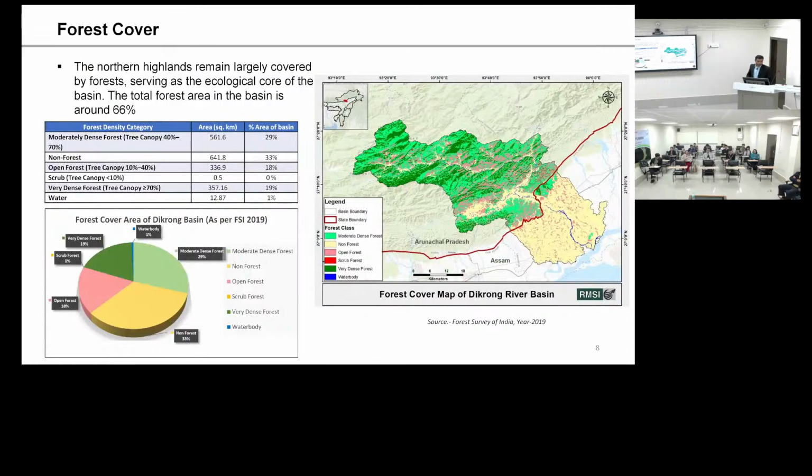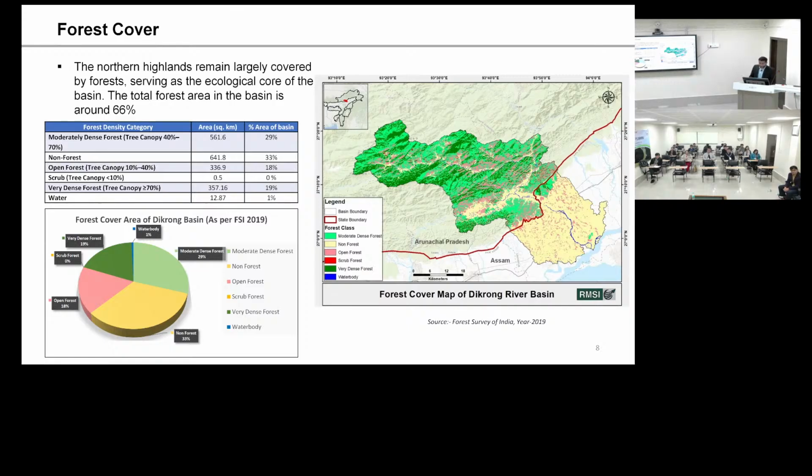And now we come to forest cover. Let's say Papum Pare district, almost 92% of the area is forest. Now coming to the basin part, this represents Forest Survey of India data of the year 2019, taken from their raster that they have prepared.